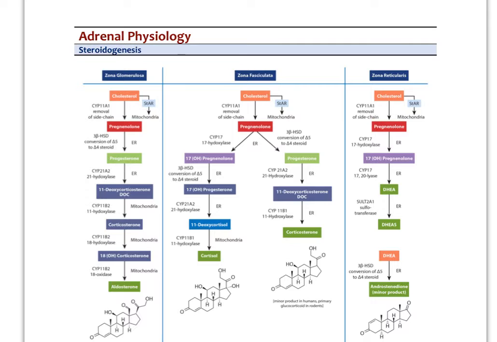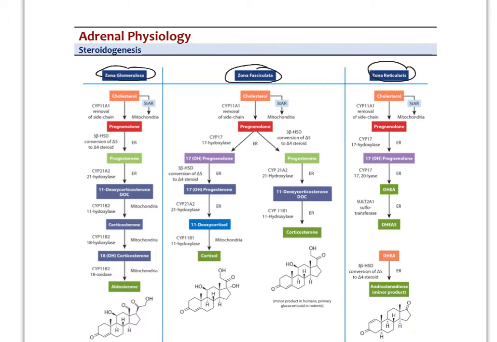So remember with adrenal steroidogenesis that there are three primary layers in the adrenal gland: the glomerulosa on the outside, the fasciculata on the inside, and then the reticularis, the most innermost layer right up against the adrenal medulla. And in each of these, there are a series of steroidogenic enzymes. The first one being cholesterol desmolase, which essentially converts cholesterol to pregnenolone. And this is found within the mitochondria.